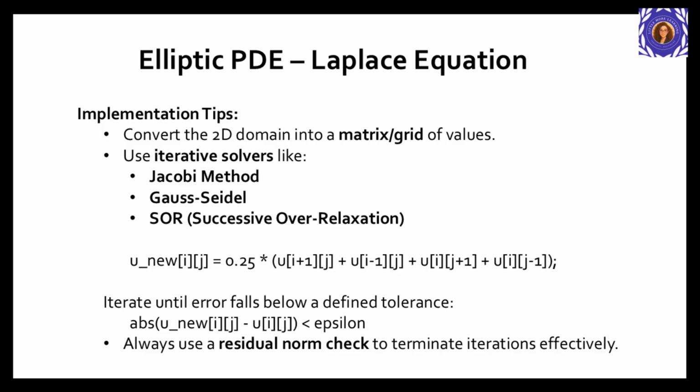For elliptic equations like the Laplace equation, we are no longer stepping through time. Instead, we are looking for a steady state distribution. This means we build a grid, a matrix, and iterate using methods like Jacobi, Gauss-Seidel, or SOR. In Gauss-Seidel, for example, we use this update. And we continue iterating until the change between two iterations becomes negligible, often using a small threshold like 1e-6. The accuracy of the boundary conditions is absolutely crucial here.